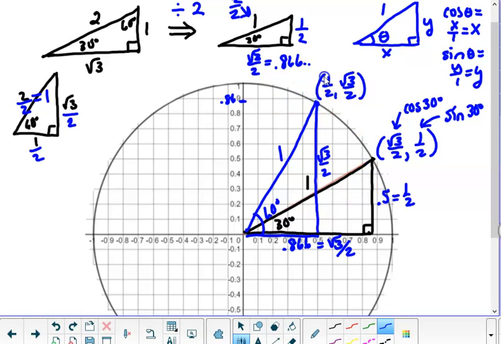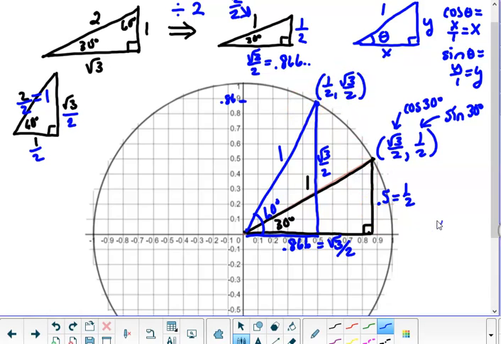So this is the cosine. The x turns out to be the cosine of 60, which is 1 over 2, or 1/2 divided by 1. The sine is square root of 3 over 2 divided by 1, or square root of 3 over 2. Same thing.